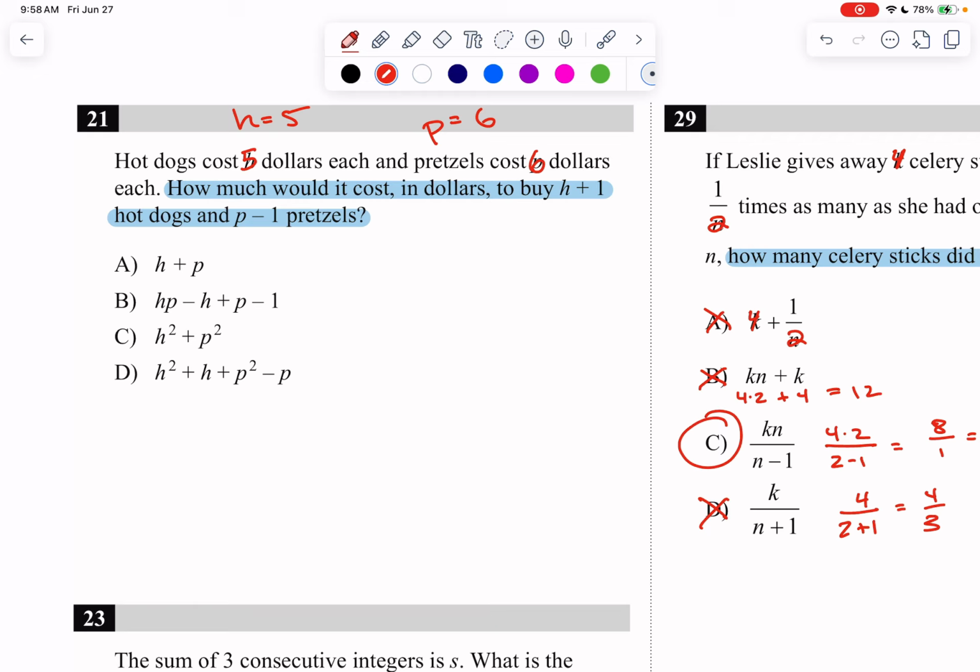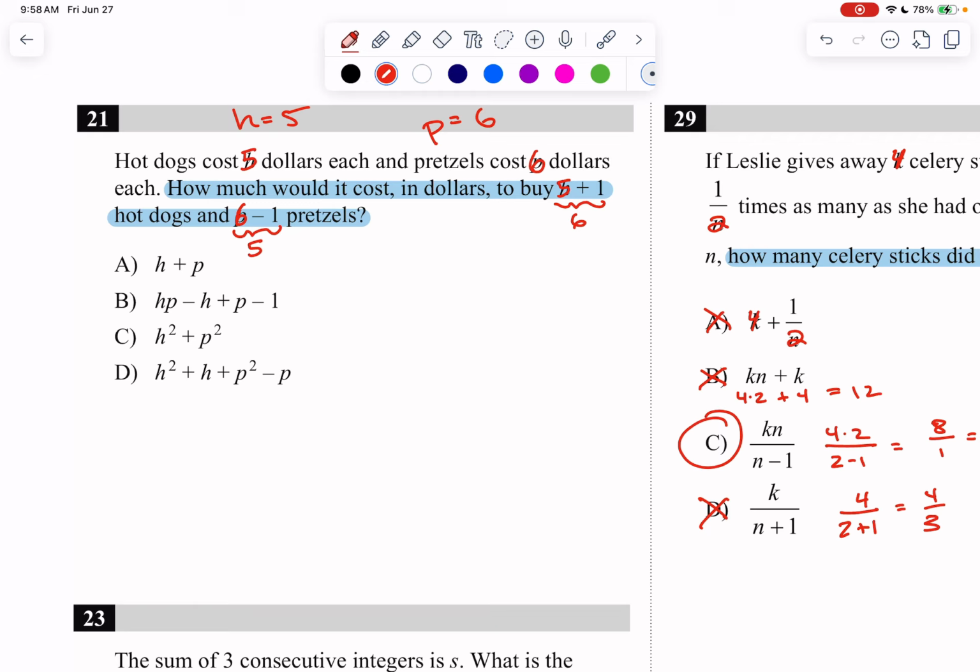Now let's ask ourselves the question, how much would it cost in dollars to buy 5 plus 1 hot dogs and 6 minus 1 pretzels? Well, I don't normally buy 5 plus 1 anything. 5 plus 1, that's 6. So I'm going to just replace that with 6 hot dogs and 6 minus 1. 6 minus 1, that's 5. Okay. So now I'm going to read this problem again because that was a little confusing.